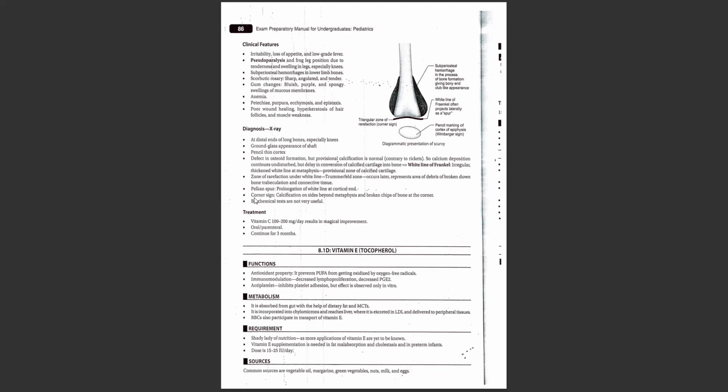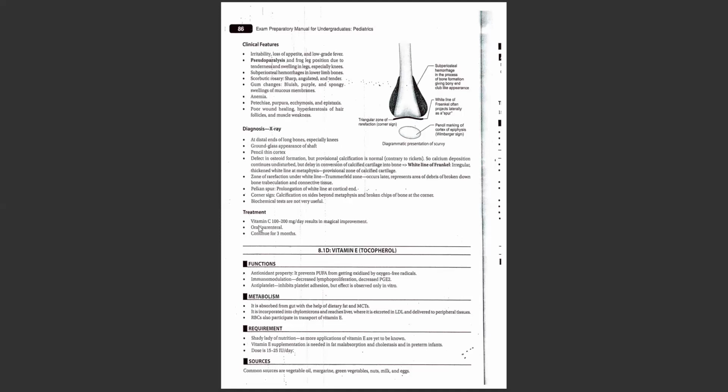Then we have the biochemical tests, which are not very useful. Usually by X-ray we can find out scurvy, by the important features like the ground glass appearance of the shaft and the pencil thin cortex. Then we have the white line of Frankel because of the defect in osteoid formation, but the zone of calcification is normal. Then we have the zone of rarefaction, the Trümmerfeld zone. Then we have the Pelkan spur, the prolongation of the white line at the cortical end.